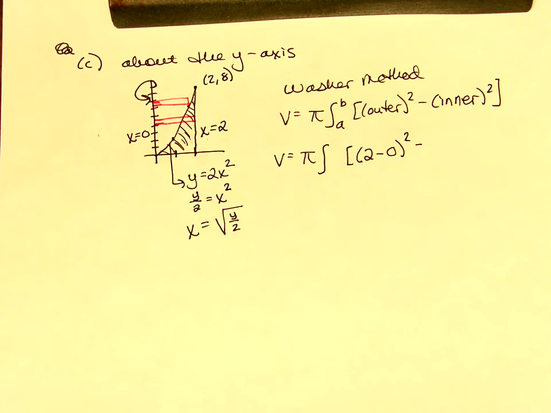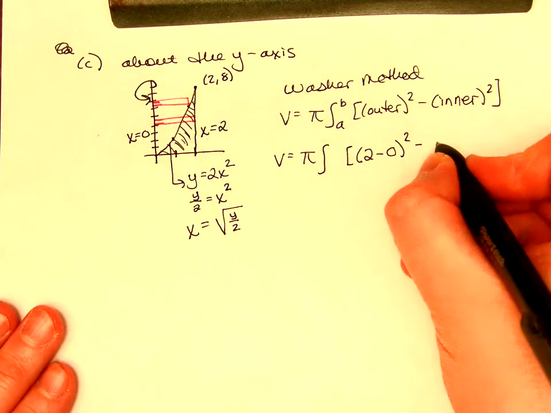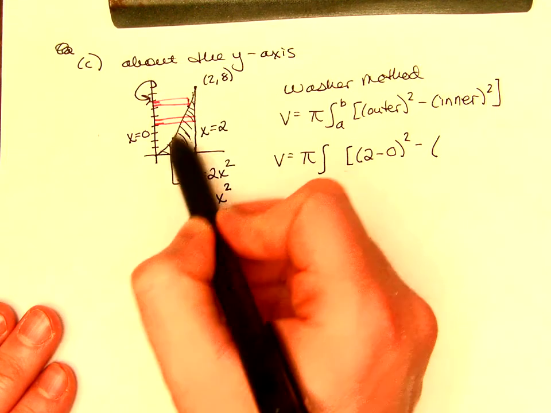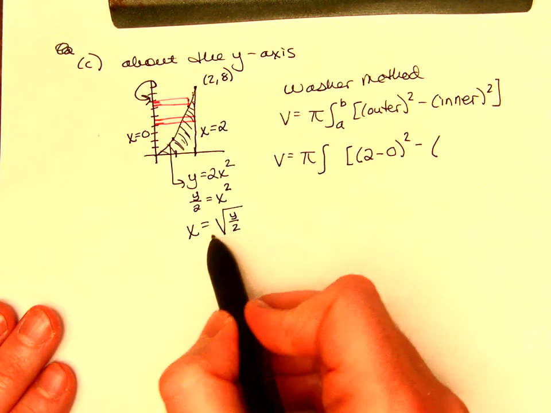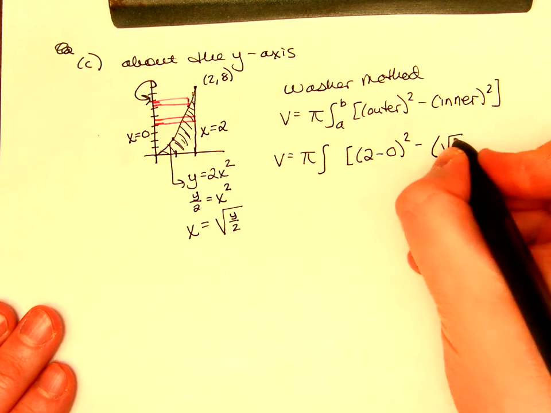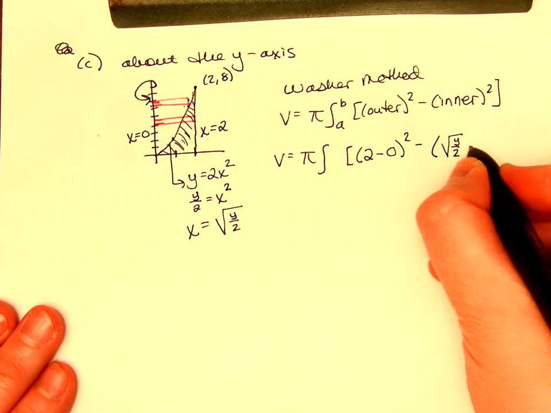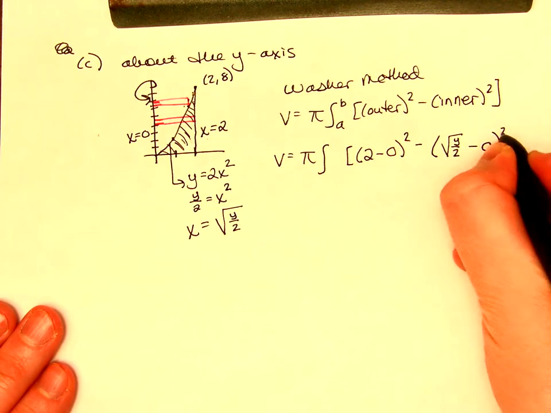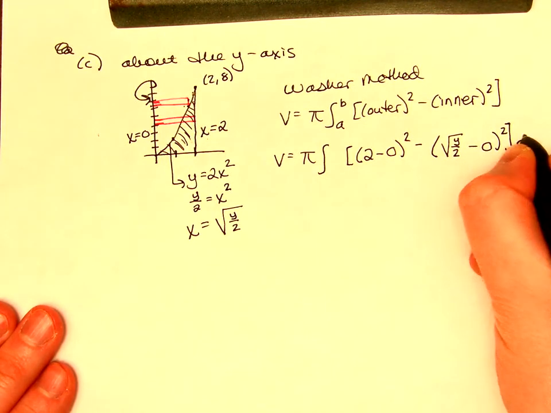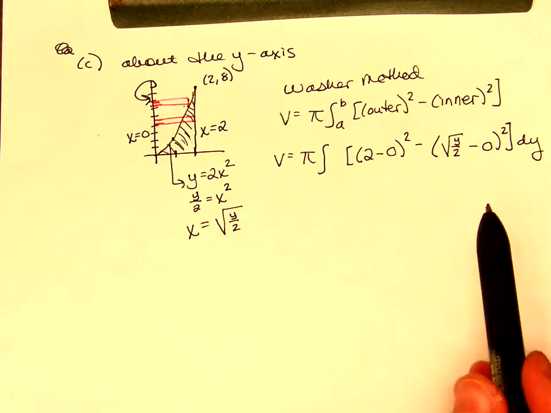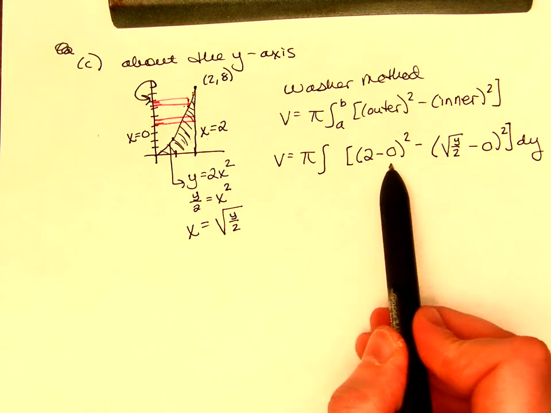But once I have that, I can say that my inner radius is the right function. Don't call it y equals 2x squared. Call it x equals square root of y over 2, minus the left function, x equals 0, squared, dy. Yeah, I guess since we're going around the y-axis, we don't really need the minus zeros, but you're welcome to include them if you want to see a right minus left thing. We'll see it's going to matter in the next example.